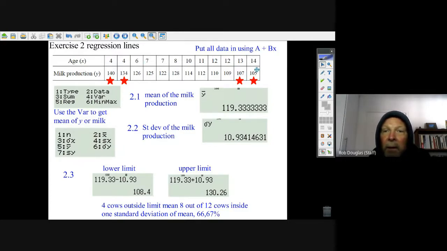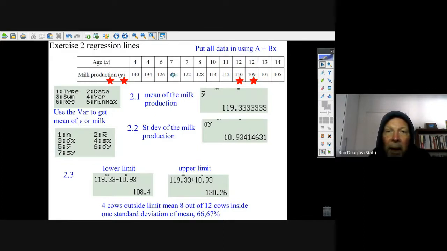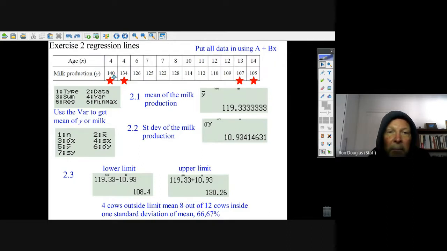All you do is you go mode stat, and then because it's regression, we've got x values and y values. What we do is we press the A plus BX button. We put all the data in, then we hit AC. But the first question here talks not about the regression line, but just the mean of the milk production.